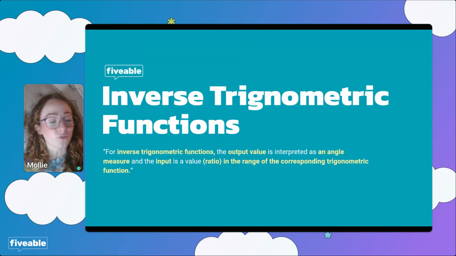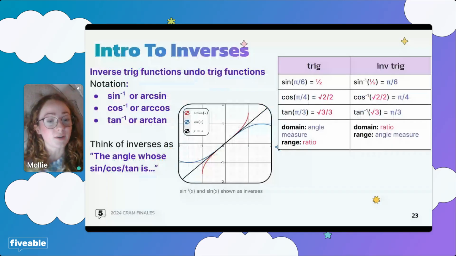All right, so we just kind of went over our trig functions, and you saw that they take in an angle as an input, and the output is going to be a ratio of side lengths. And so now talking about your inverse trig functions, those are going to take in a ratio of side lengths, and they're going to output the corresponding angle.